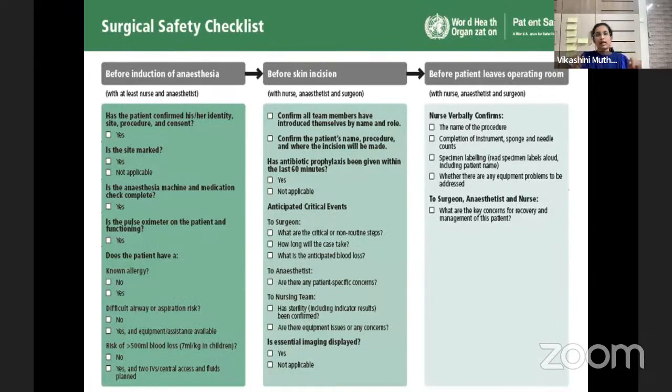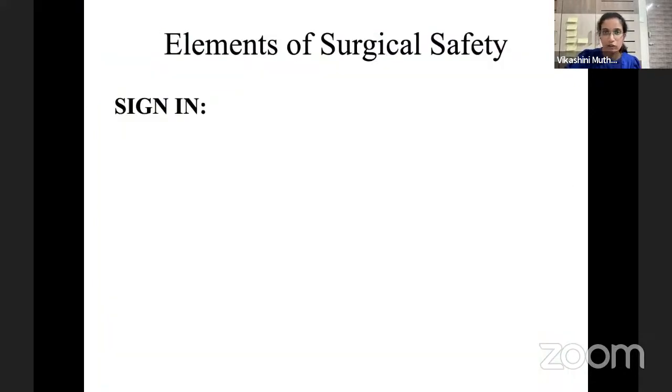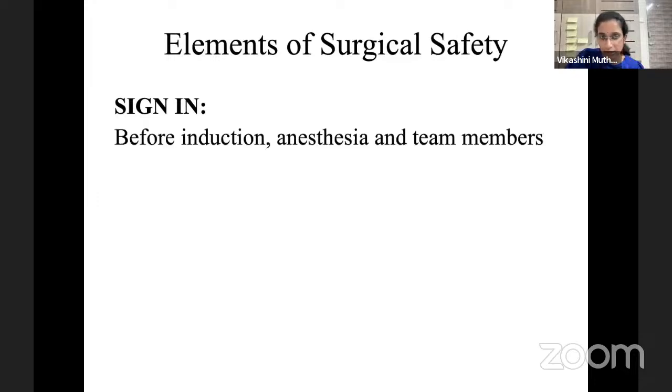Coming to this is the tabular column. There's a surgical safety checklist given by the World Health Organization, and you have certain columns like sign in, time out, and sign out, which are done before induction, before skin incision, and before the patient leaves the operating room. So let's get into the elements of the surgical safety list one by one. So in sign in, it's done before induction.